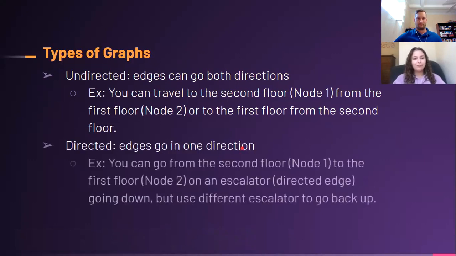But in terms of a directed graph, edges can only go in one direction. A great example of this is an escalator, meaning, again, taking the second floor as node 1 and the first floor as node 2. If the escalator is going down, that is the only direction you can go. You can't go up because the escalator predetermines which direction you will be going in.